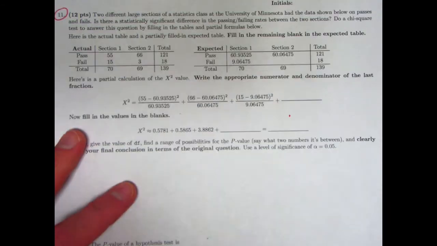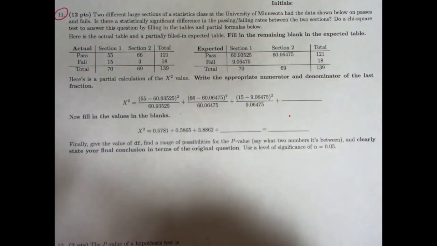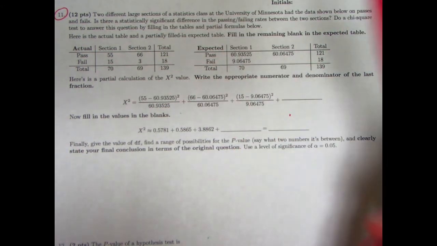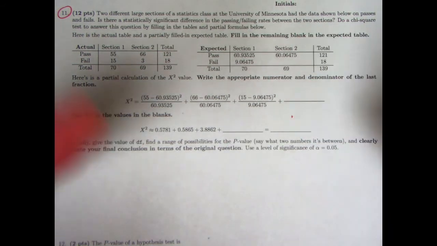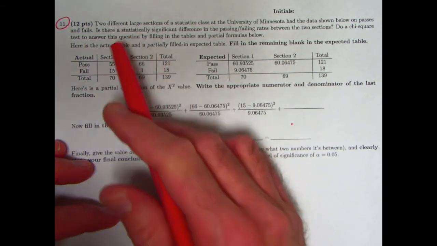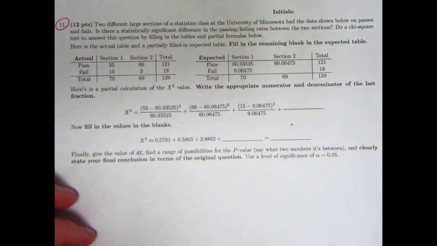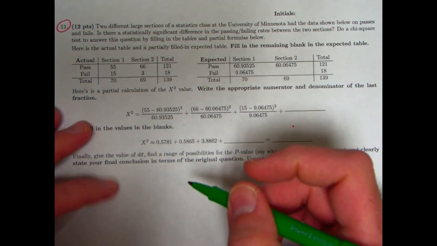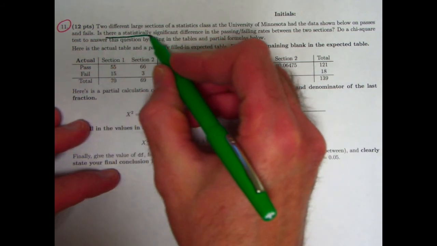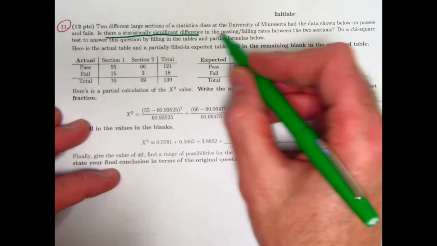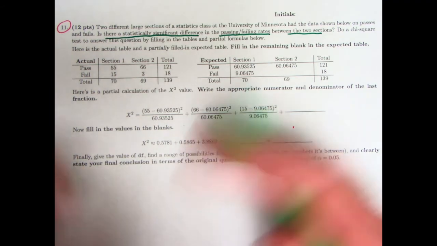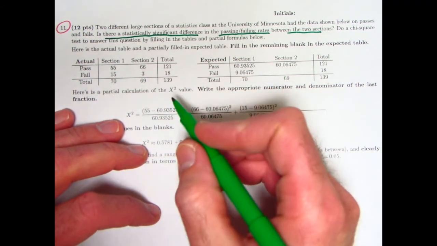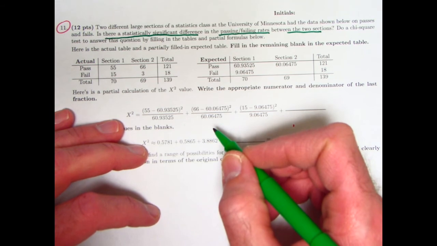All right, last problem. This is a chi-square problem, and when I give chi-square problems with calculations, I typically fill in the tables to a large extent and the chi-square statistic, and you just need to finish things. So what do we have here? We have two different large sections of a stats class. The University of Minnesota had data shown below on passes and fails. Is there statistically significant evidence for a difference in the passing failing rates between the two sections, assuming these are samples from a larger population, random samples? Do a chi-square test to answer this question by filling in the tables and the partial formulas below.